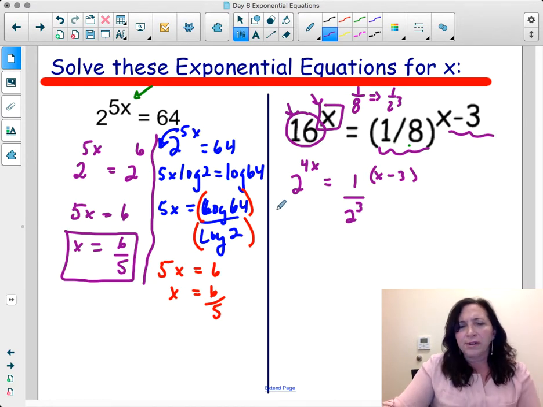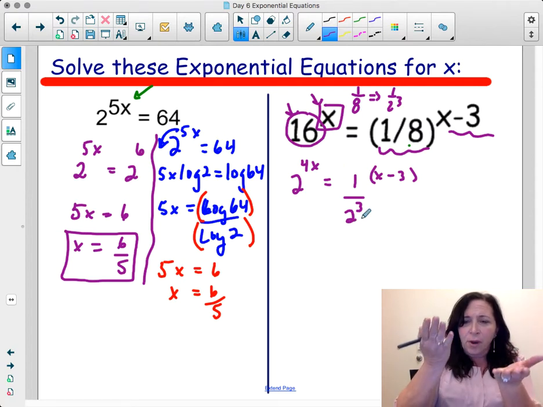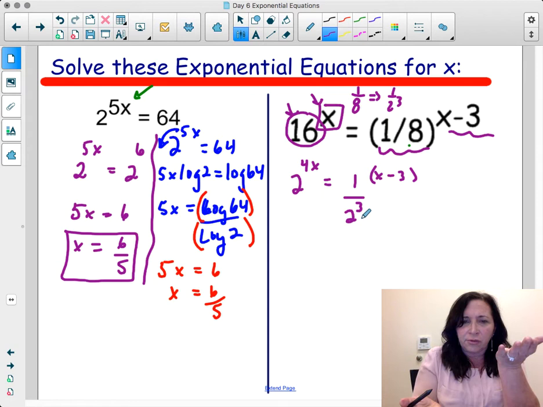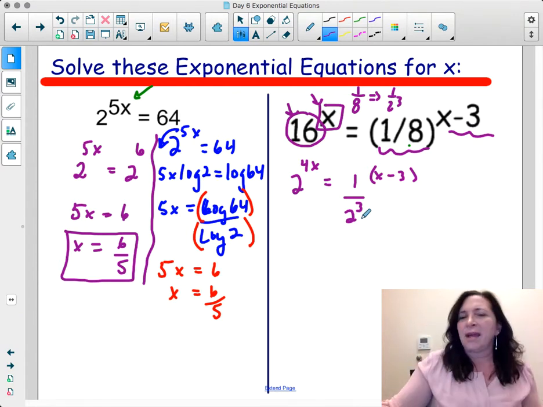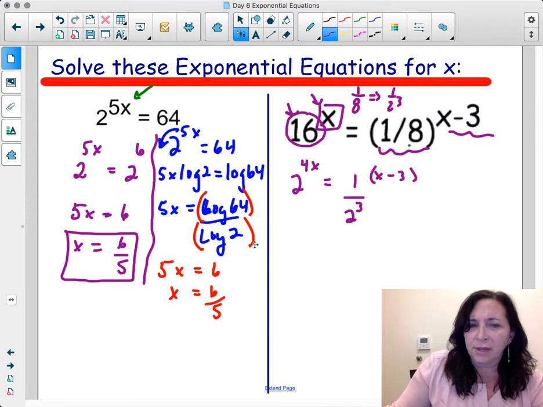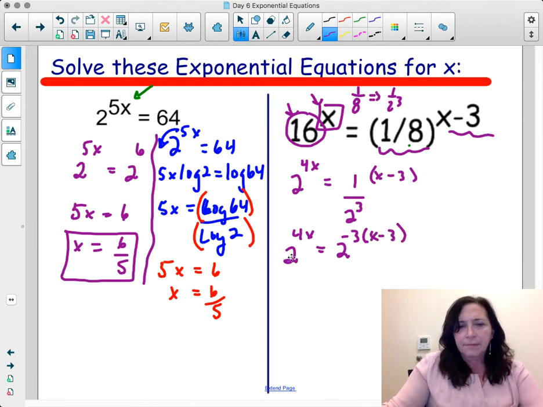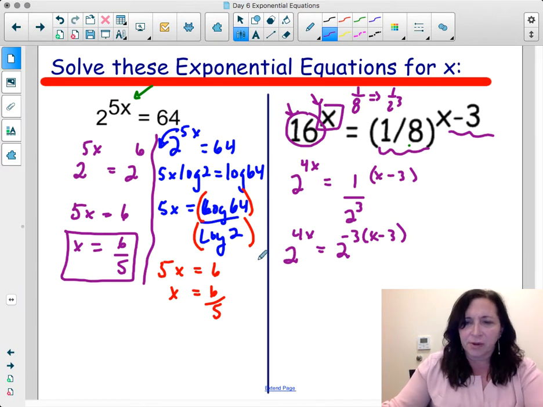Now, in order to set the exponents equal to each other, you actually have to have the bases the same. So right now, one of your fractions is low, and you've got your base up here, 2 to the 4x, is high. So you need to take this 2 to the 3rd power and bring it up. The act of doing that is changing that exponential power to its inverse. So you have 2 to the 4x is equal to 2 to the negative 3rd power. Don't forget the x minus 3. That's still up there. If the bases are the same, you can set your exponents equal to each other.